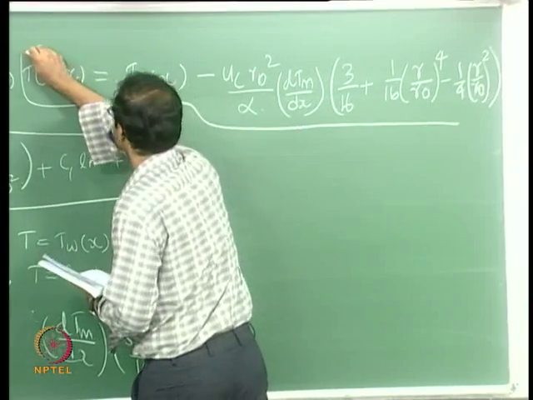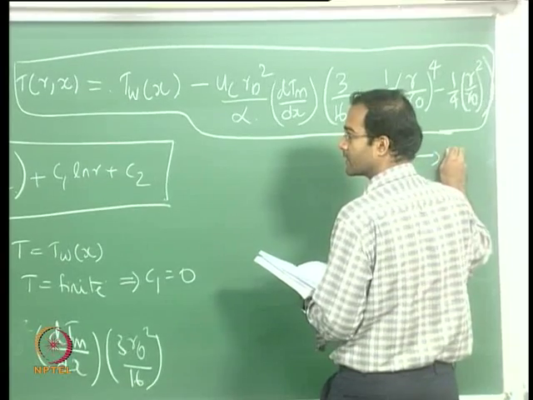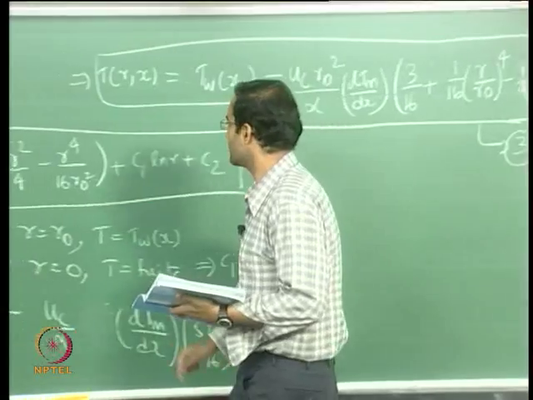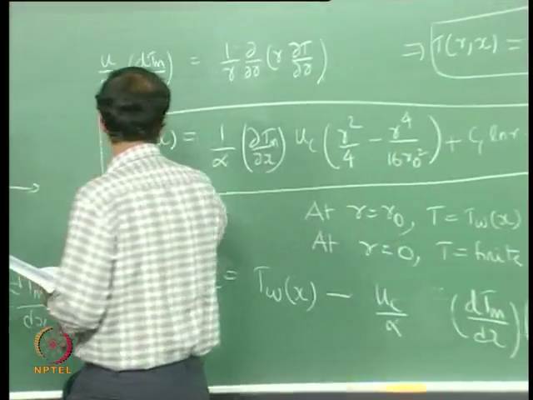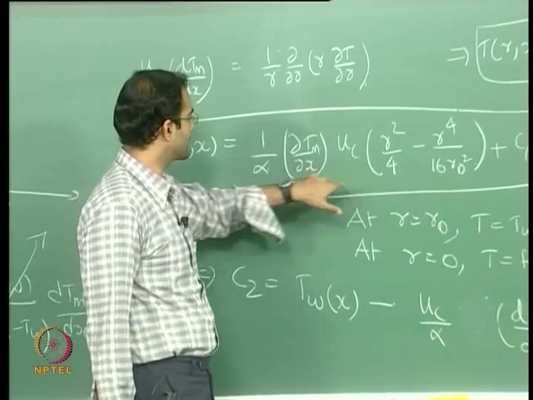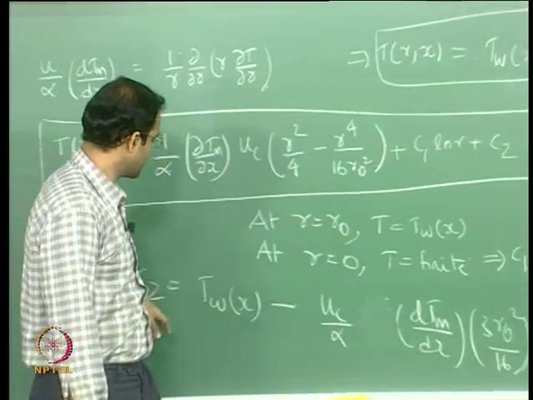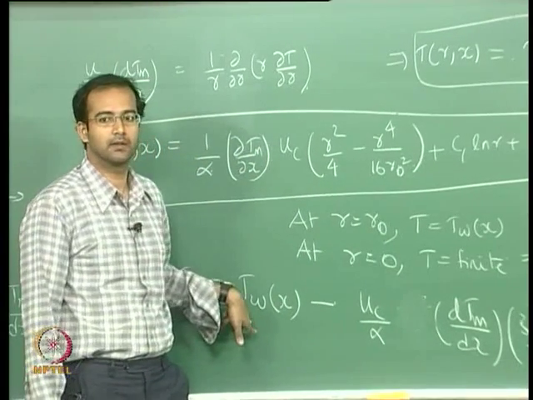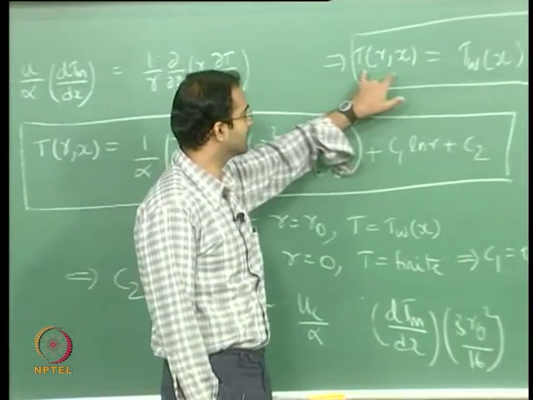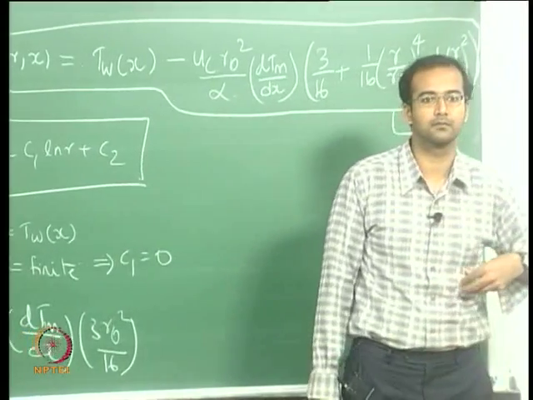Okay, so this will be the final expression for temperature variation. Let us call this equation number 3. So therefore you can see at this stage it appeared like T is a function of only r, because your dTm by dx was constant, but once you calculated this constant C2, now it is a function of x through T wall. Therefore the final expression for T is a function of both r and x. All right.